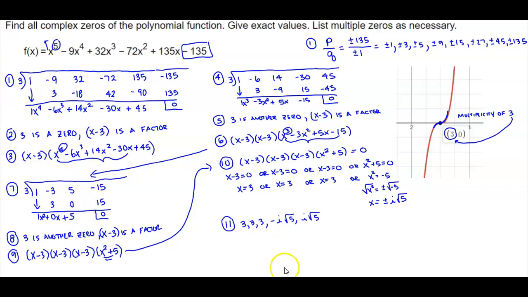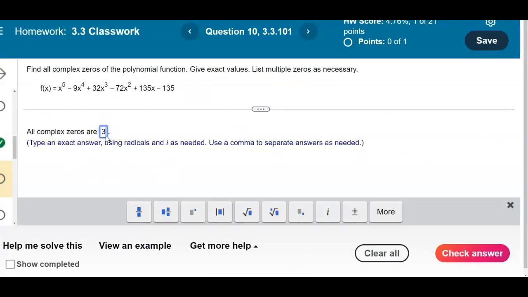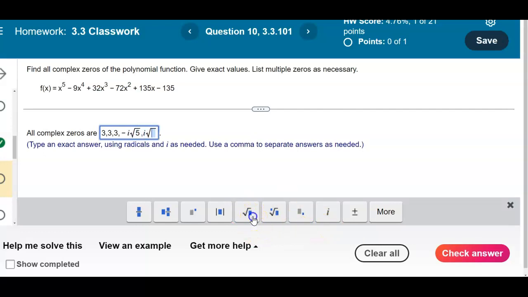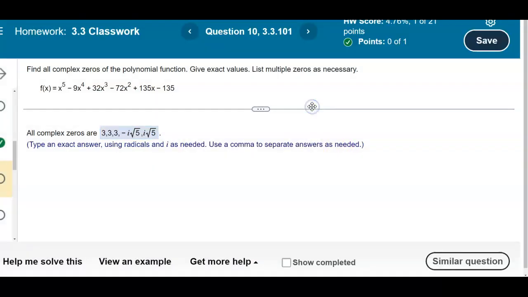So let's go ahead and put that in. So we have 3, 3, 3, negative i times the square root of 5. Move over and put a comma, and then i times the square root of 5. Check your answer, and there is the result.